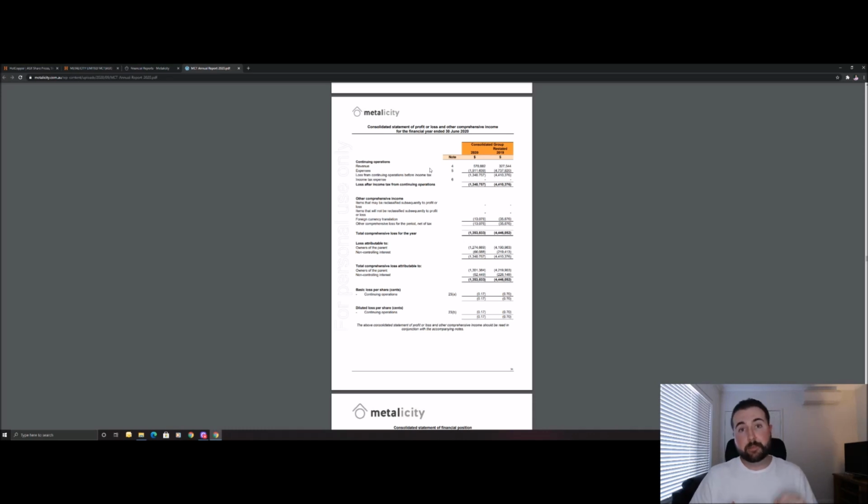What is their ability to pay it back? What are their current outgoing expenses? All those sort of things when you're looking at investing in a stock. So let's look at this.